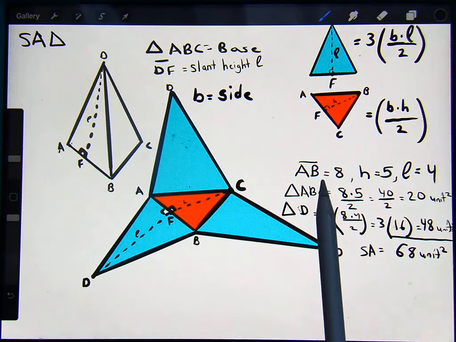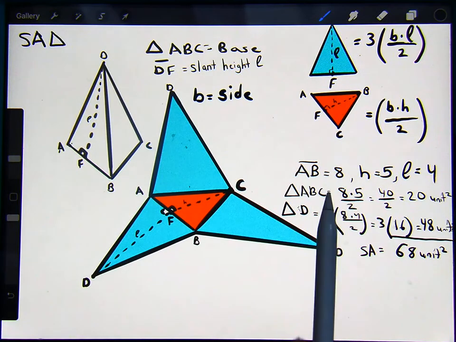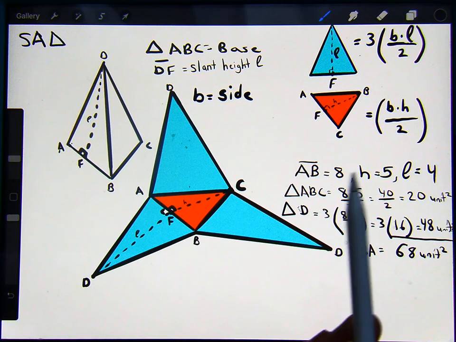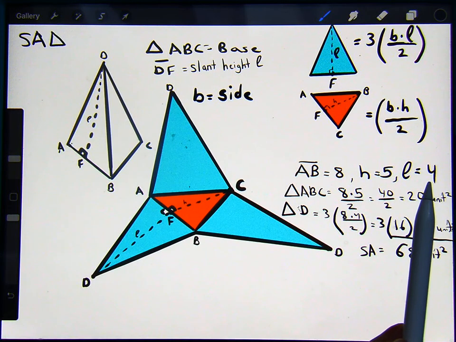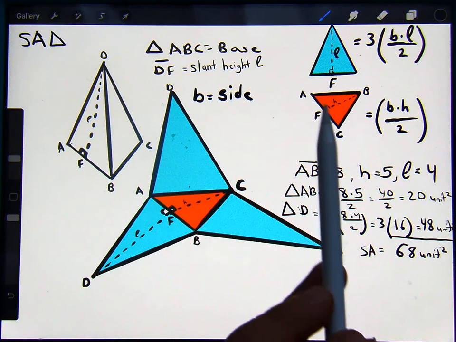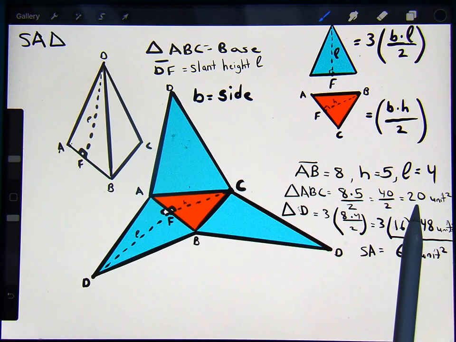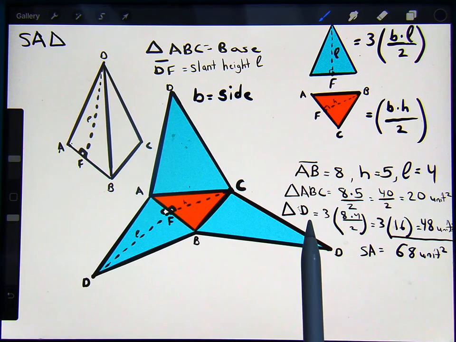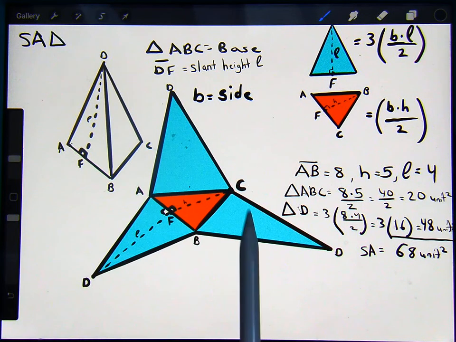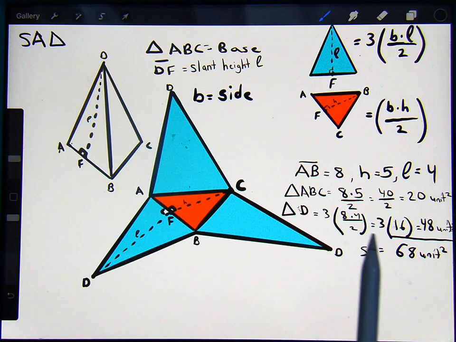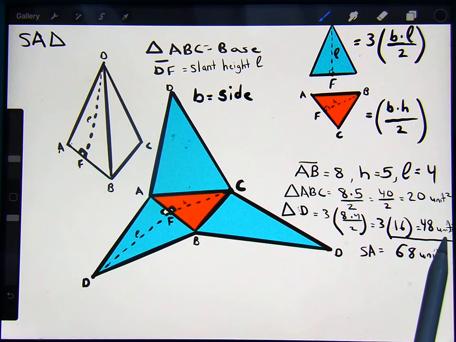So if one of your bases, I just said AB, happened to be 8, and let's just say the height of this base triangle was 5, and your slant height was 4, then to find the area of this base triangle, you would have 8 times 5, which is 40, divided by 2, which is 20 units squared. To find the area of your three triangles, you do base times slant height divided by 2. So you'd have 32 divided by 2, which is 16. And then you have 3 of them. So that would give you 48 units squared.